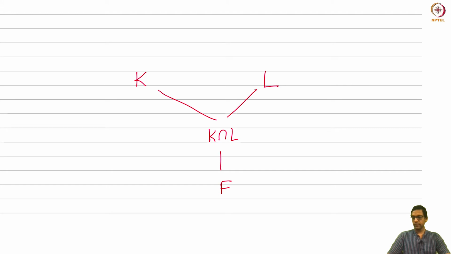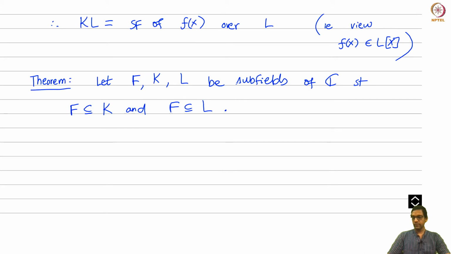So let me just draw these lines. Of course everything is contained in C, so I'm not drawing C here. Now the field KL that we are talking about, which is the composite, certainly contains both K and L by definition. So it's bigger than both K and L. And as I said, everything is inside C. So this is the picture now. So this is what's given. Now given fields F subset of K and L, suppose I have the following assumptions.